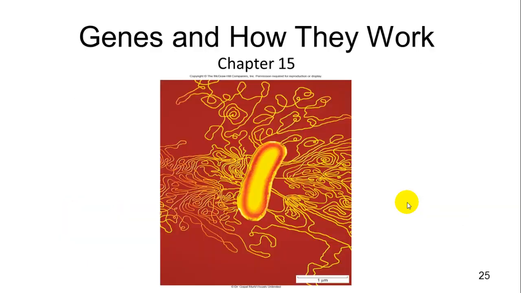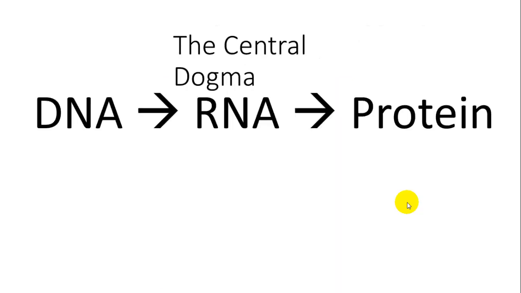Alright, so we did replication, now we're going to talk about something called the Central Dogma. And this is basically how we make proteins, and proteins are the functional parts, for the most part, in our cells, and thus in our bodies. So to get proteins, you have to start with DNA. With DNA, you make RNA, and with RNA, you're able to make protein.